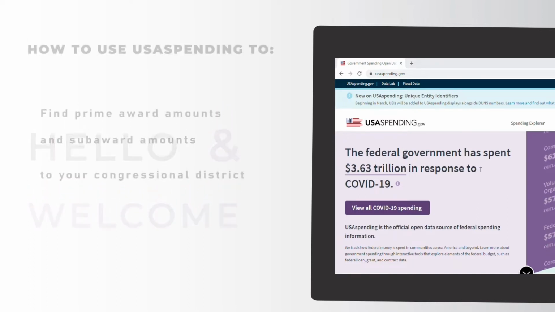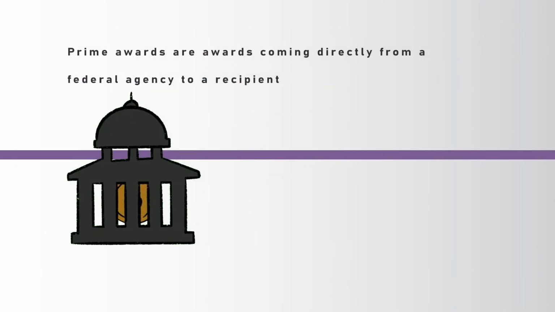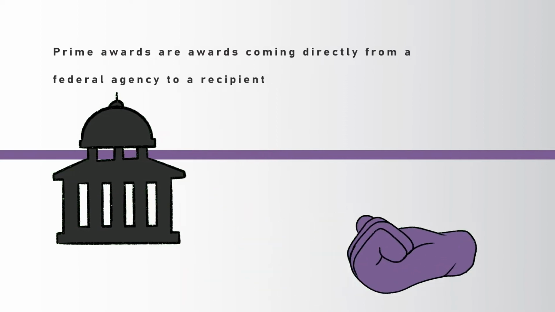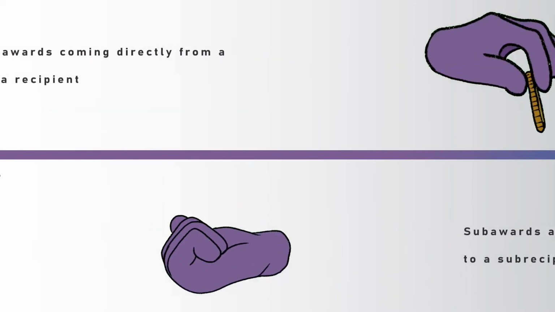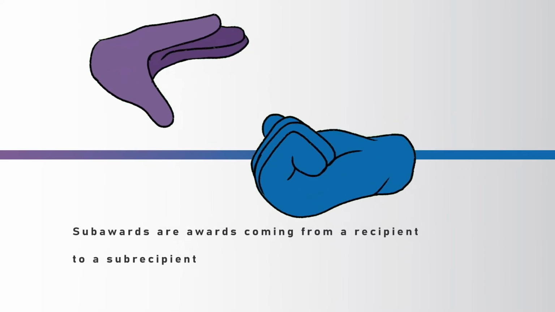This video will show you how to use USA Spending to find prime award amounts and subaward amounts to your congressional district. Prime awards are awards coming directly from a federal agency to a recipient, and subawards are awards coming from a recipient to a sub-recipient.